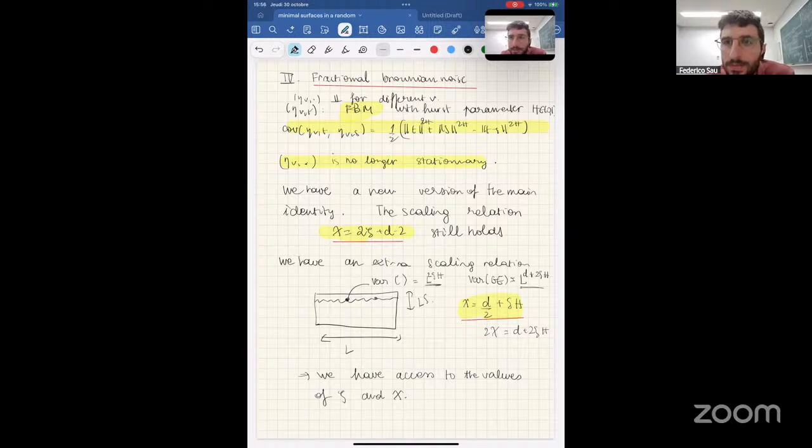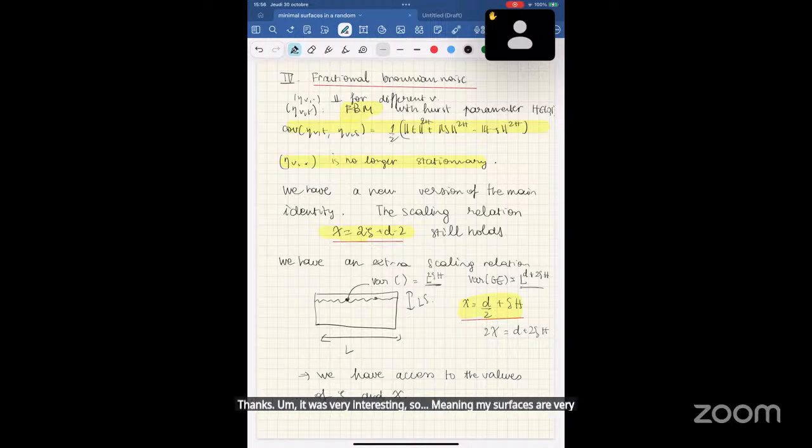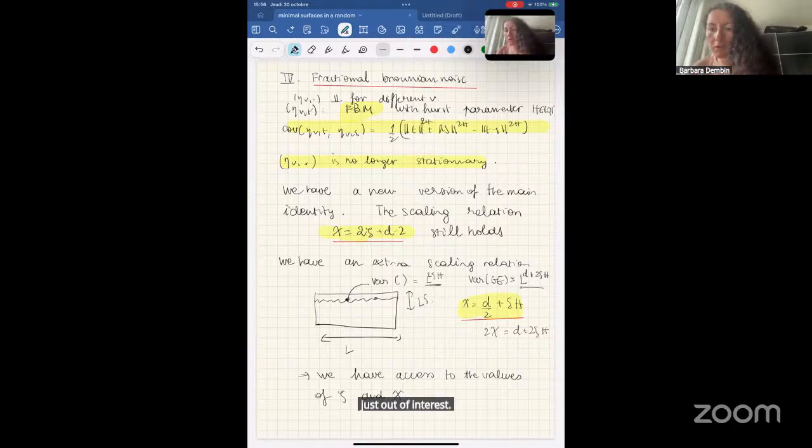Yes. Thanks. It was very interesting. So minimal surfaces are very frequently linked to complex analysis. In which places in your analysis do you include this element? Thanks. Just out of interest. If anywhere. From my point of view, we don't. But maybe Ron, you have a different view.